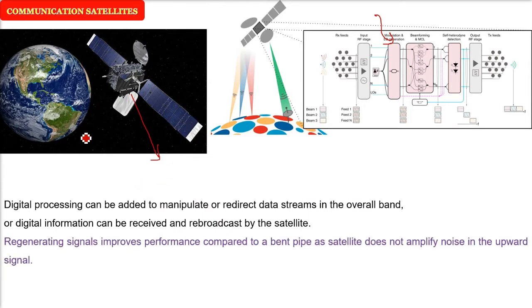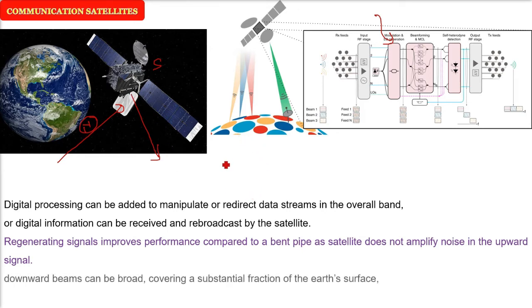When you are regenerating the signal, it improves the performance, because in the bent pipe, whatever is sent is received, though there is some amplification. Regenerating the signals using digital signal processing is better than the bent pipe, as the satellite does not amplify noise in the upward signal, because noise will always be there. If you send something to any sender or receiver, you will have noise. You cannot get rid of that. Cleaning the noise and then amplifying will give you clean data and signal.